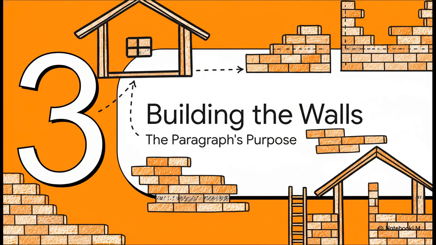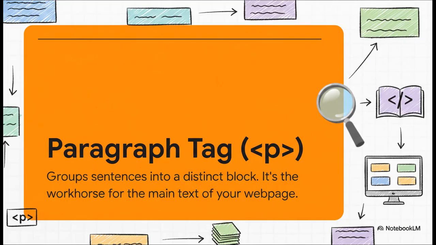All right, so if the headings are the skeleton, the frame of our house, then what are the walls? That's where paragraphs come in. They're what fill in the structure and give it all some real substance. The paragraph tag, which is just written as P, looks incredibly simple, but it is an absolute powerhouse. Its one job is to group your sentences together into a self-contained block. This tag is the workhorse of your web page. I mean, this is where most of your actual content is going to live.